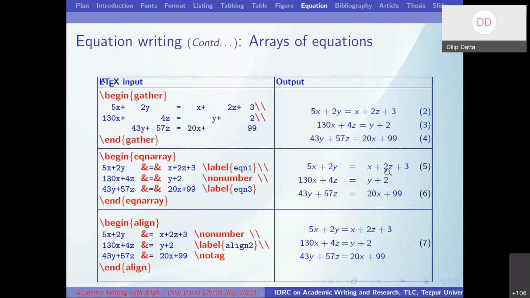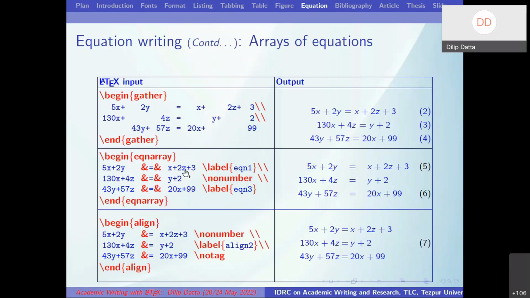Now here every equation will be numbered separately. Say the first equation is numbered by 5. So this equation can be labeled for referring somewhere. The middle equation is prevented from numbering using the no number command. And the third equation is again numbered.